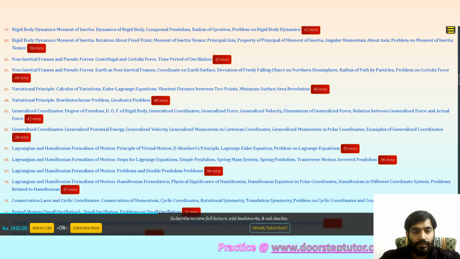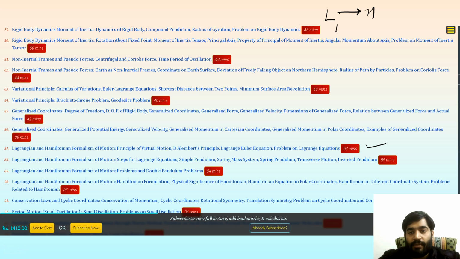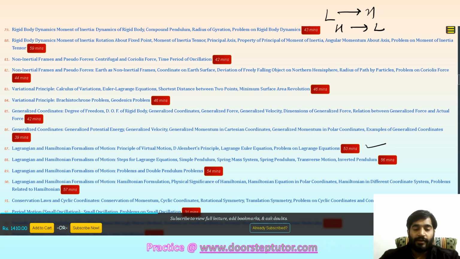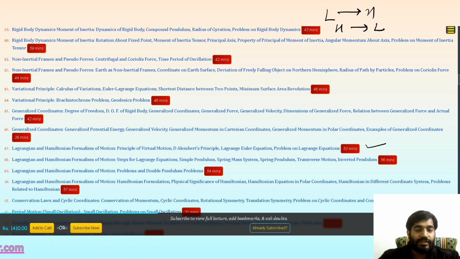Now the important topic here is Lagrangian and Hamiltonian. How to convert Lagrangian to Hamiltonian and Hamiltonian to Lagrangian, all this you have to remember, because every year a Lagrangian to Hamiltonian or Hamiltonian to Lagrangian question is asked. This year also they asked a question where the Hamiltonian is given and they want to find the Lagrangian. So the double pendulum problem, especially problems related to the Lagrangian, is important here.